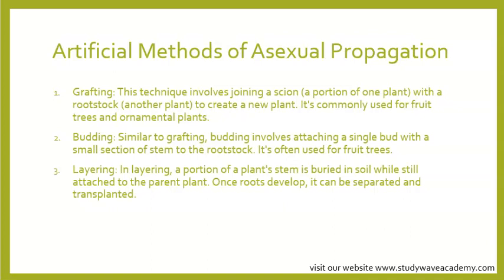Then we looked at the artificial methods of asexual propagation. People help make new plants. Grafting, combining two parts into one. Budding, adding a bud from one plant to another. Layering, bending a branch to make new roots. Okay, so these methods help gardeners and farmers grow plants and crops with specific traits they want. It's like plant science for making more plants.